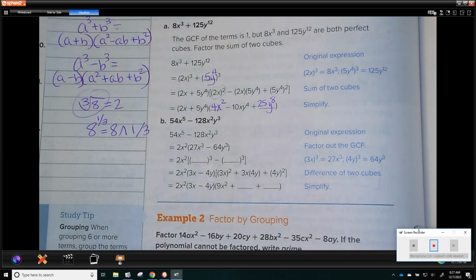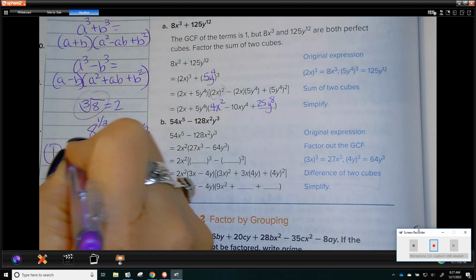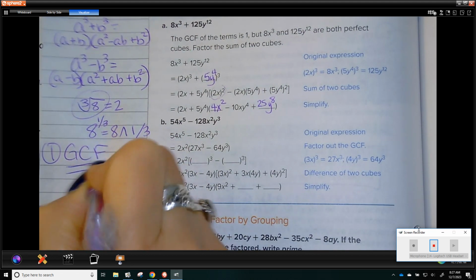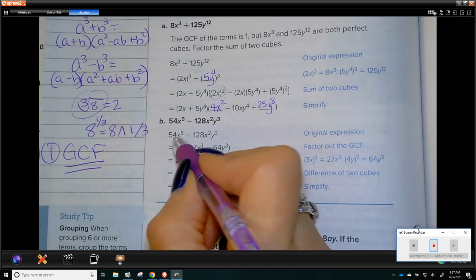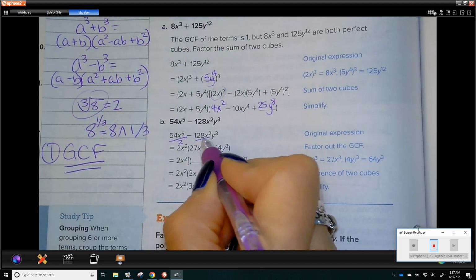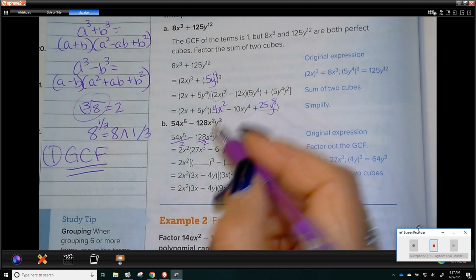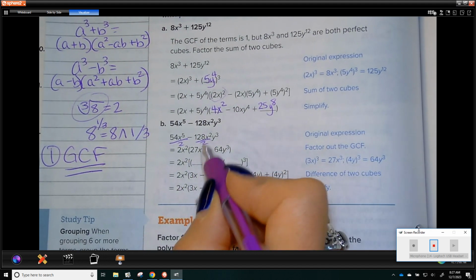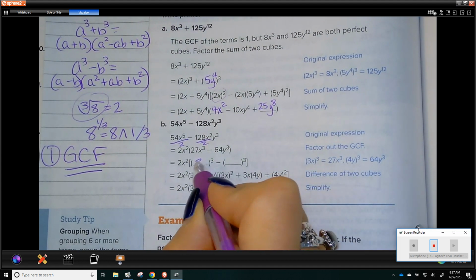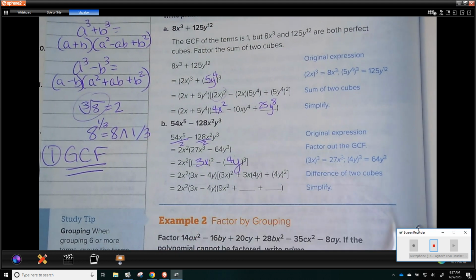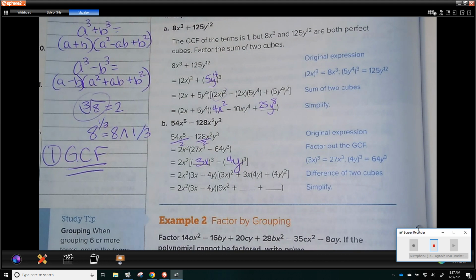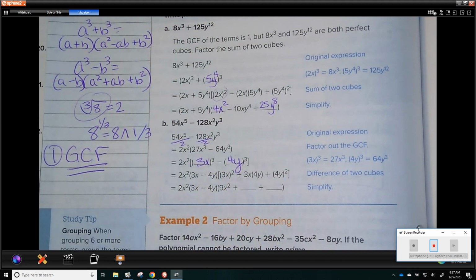So this, first thing that you should do is look for a GCF. Remember when you're factoring, look for a GCF number 1 and it will show you that the number is cubed. So 54 is divisible by 2 and 128 is divisible by 2. Then I have 2 cubes. The cube root of 27 is 3 and the cube root of 64 is 4. Now I just know that because I've been doing this a long time. Oh, and it's right here.